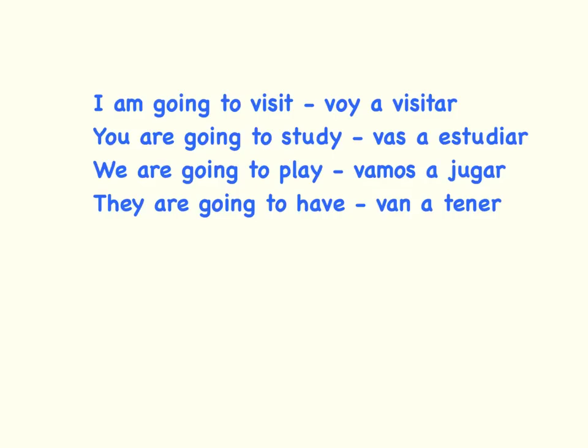So here's some examples for you. I am going to visit, so the I am going is the voy, then you have to have a, and then to visit, the infinitive is visitar. You are going to study, the you are going bit is vas, then you have to have a, and then it's followed by an infinitive estudiar, and you can see the ar on the end. We are going to play, vamos a jugar, so the we are going is the vamos, followed by a, followed by the infinitive jugar, and the last one here, they are going to have, so they are going is van, plus your a, plus your infinitive tener, which is an example of an er verb for you.